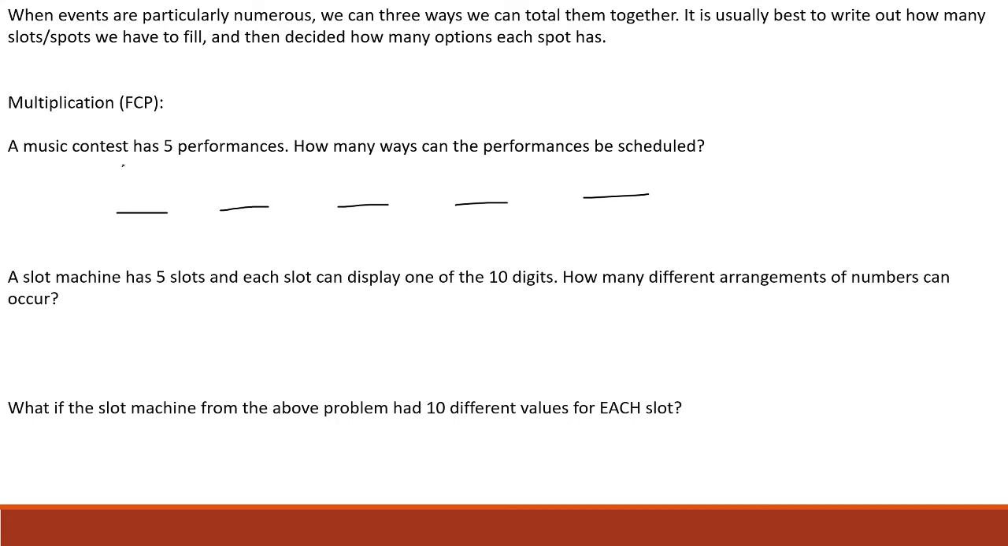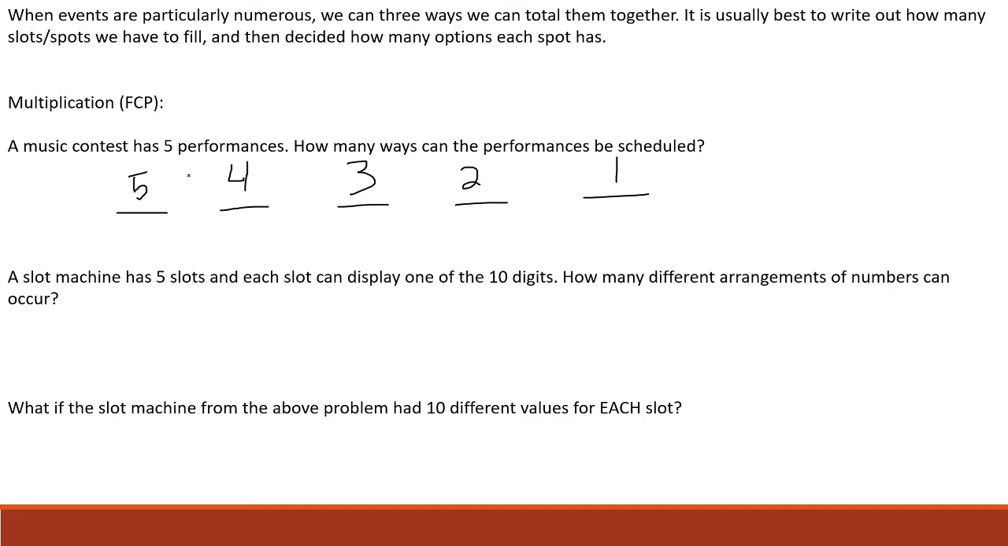How many performances can you put first? Well, any one of the 5 people can go first. But whoever's first can't be second. So now once I pick the first person, there's only 4 people to pick from for the second spot. And then there's only 3 people left to pick from for the third spot. And only 2 people left for this one, and only 1 person that can be last.